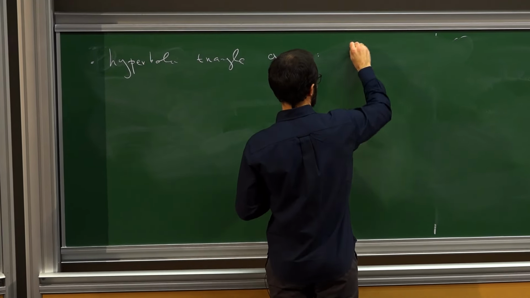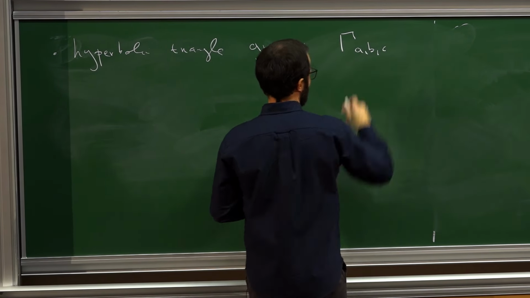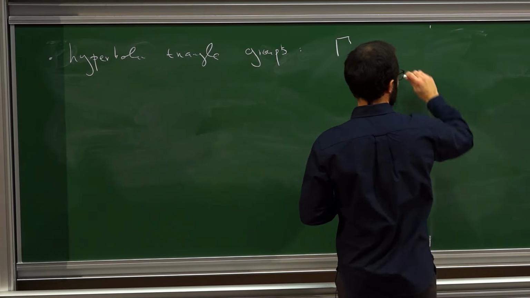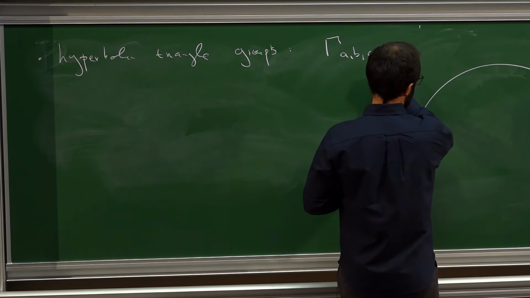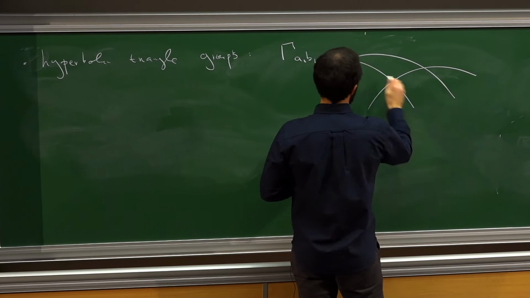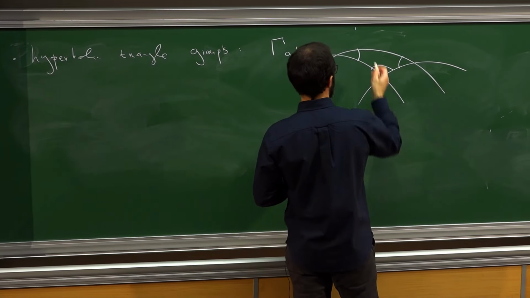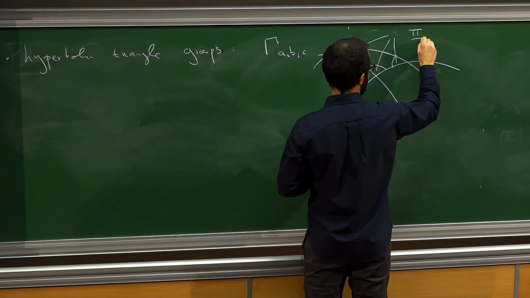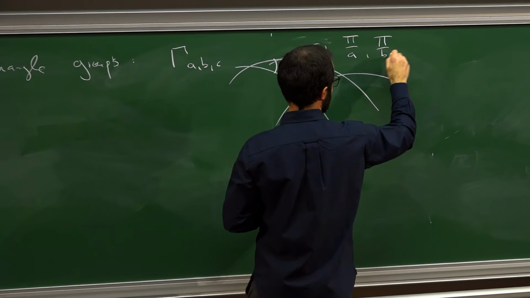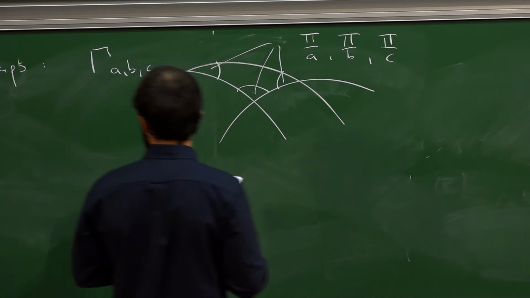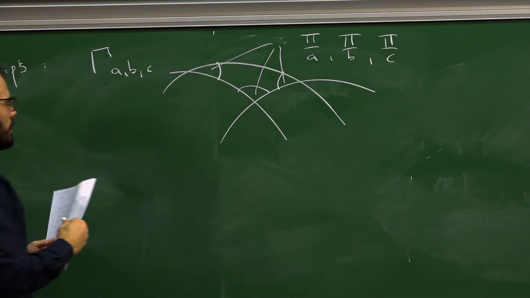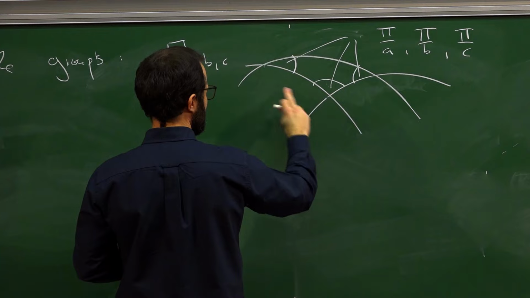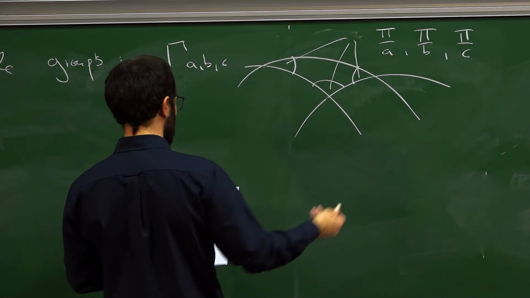Let me denote them as gamma ABC. So they're labeled by 3 positive integers, and they are constructed as follows. So you draw 3 geodesics in the upper half plane which meet at a triangle, and let the interior angles in this triangle be pi over A, pi over B, and pi over C. And then this gamma is generated by the 3 rotations around these 3 points by angles 2 pi over A, 2 pi over B, 2 pi over C.